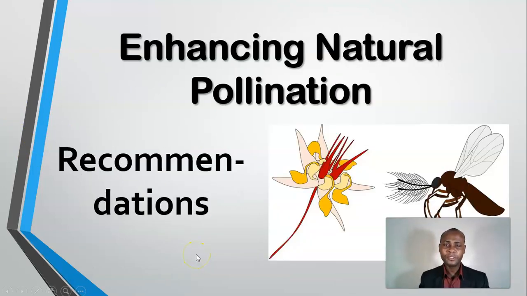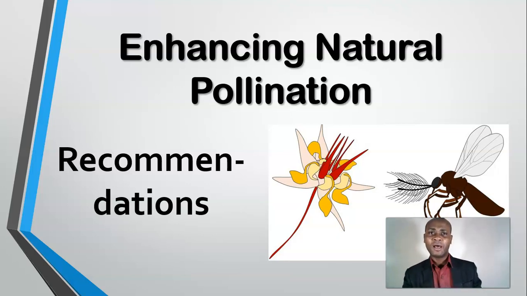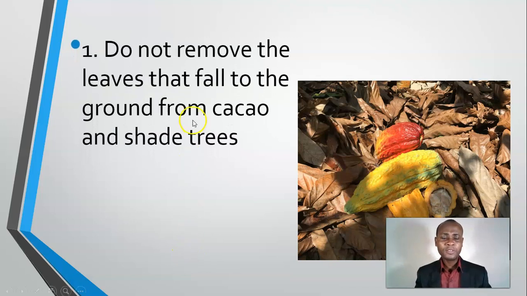I'm going to begin with enhancing natural pollination, because if you have a very big farm, like 10 hectares or 20 hectares, it's very difficult to pollinate the whole farm, even though it's possible. However, if you can enhance natural pollination, that could be a very good way to go. All right, so let's begin. These are some recommendations.